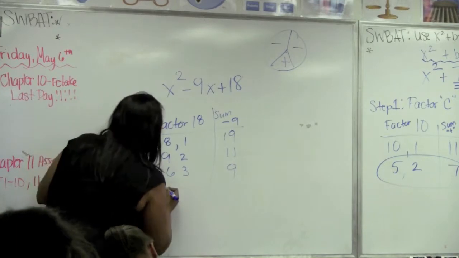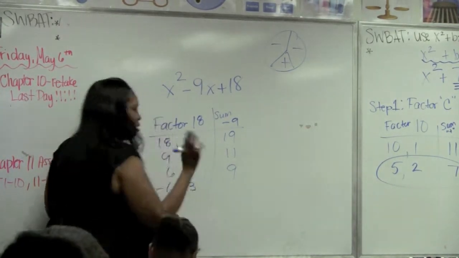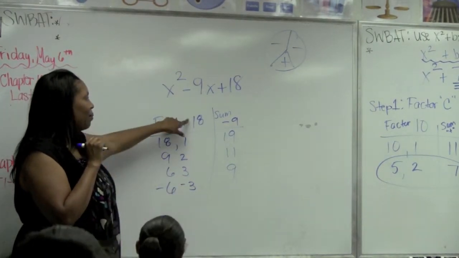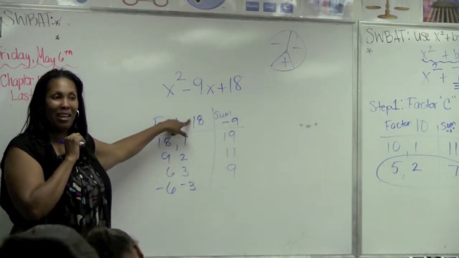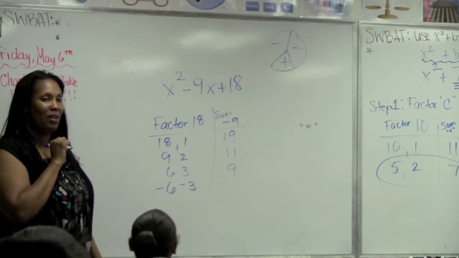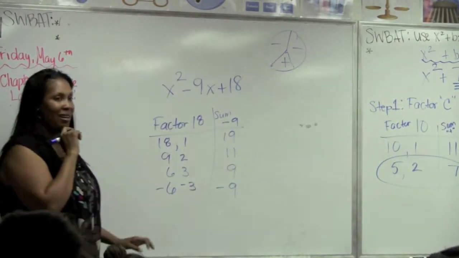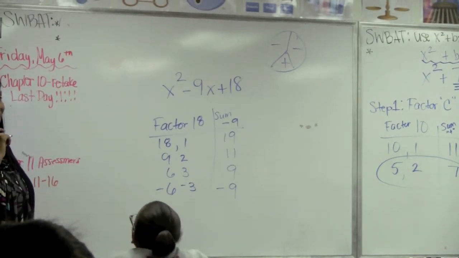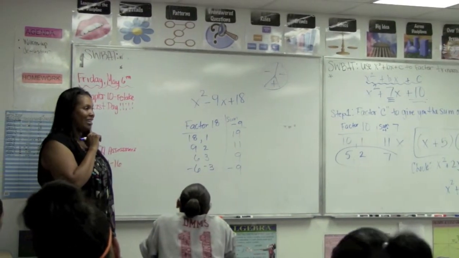So let's look at this. What about negative 6, negative 3? Negative 6 times negative 3 gives us what? Positive 18. Everybody agree? What's negative 6 plus negative 3? Negative 9. Some people make a face like, oh, we gotta deal with negatives. But now it's understandable.